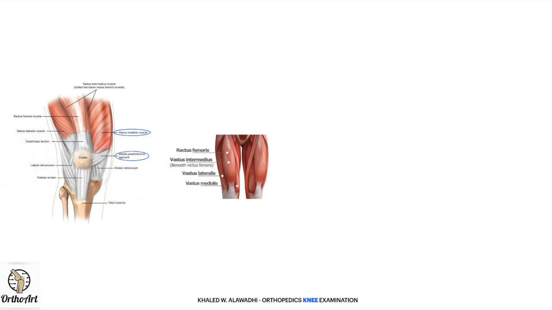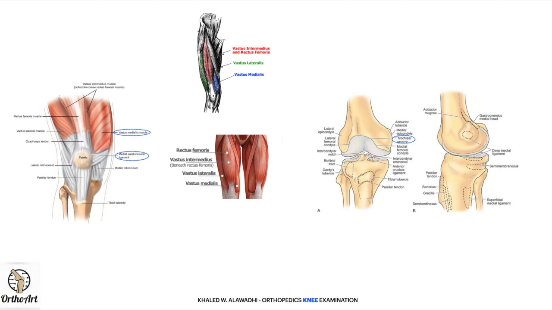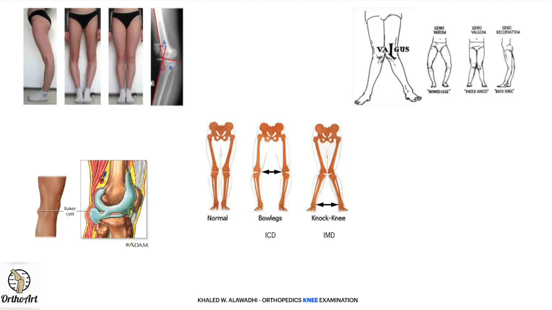So these are the muscles we mentioned earlier regarding the stabilizers of the patella. Now this is a deformity we may encounter in the clinic. This patient has genu recurvatum and genu varum, which was corrected, and thankfully she started to have a normal alignment of the knee.